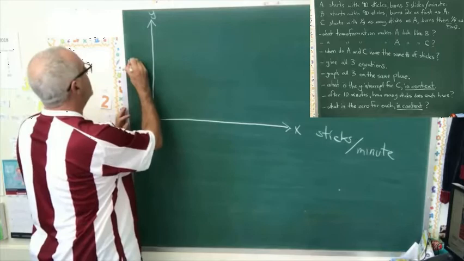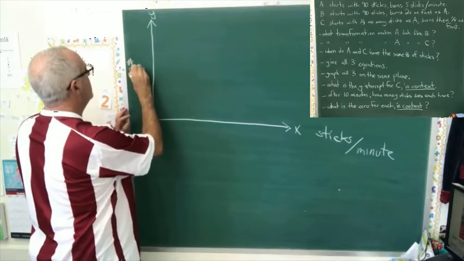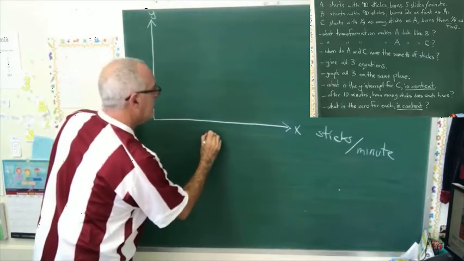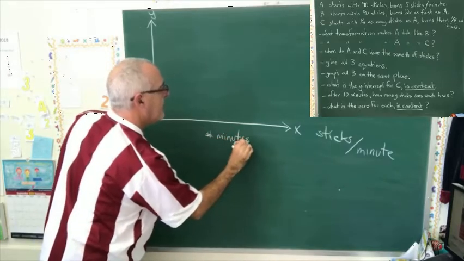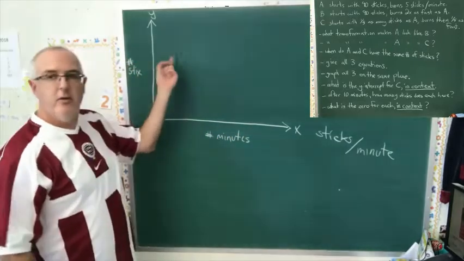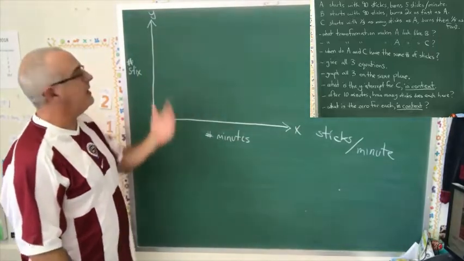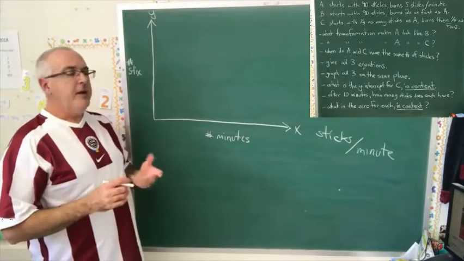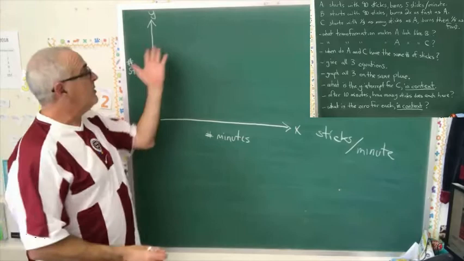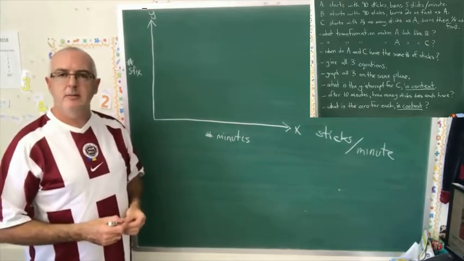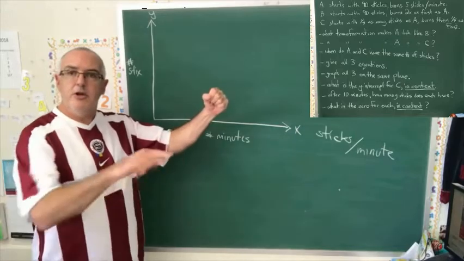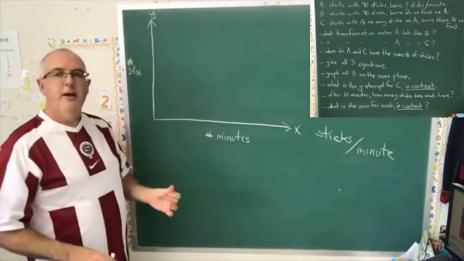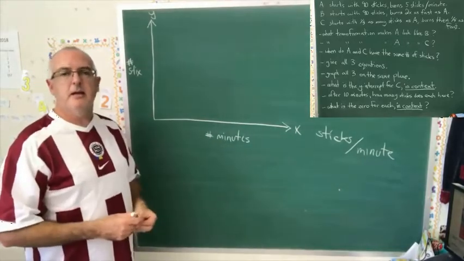So y is the number of sticks, x is the number of minutes, and I said I have 90 sticks for A, so I want to make sure 90 will fit on here. So I'm at the point of scaling my y-axis. B also has 90 sticks, so that's going to fit. C has 1/3 as many sticks as A, so there's an extra little step, an extra little hoop for you to jump through if you want to answer this question. They didn't just say how many sticks C has, you have to figure it out.